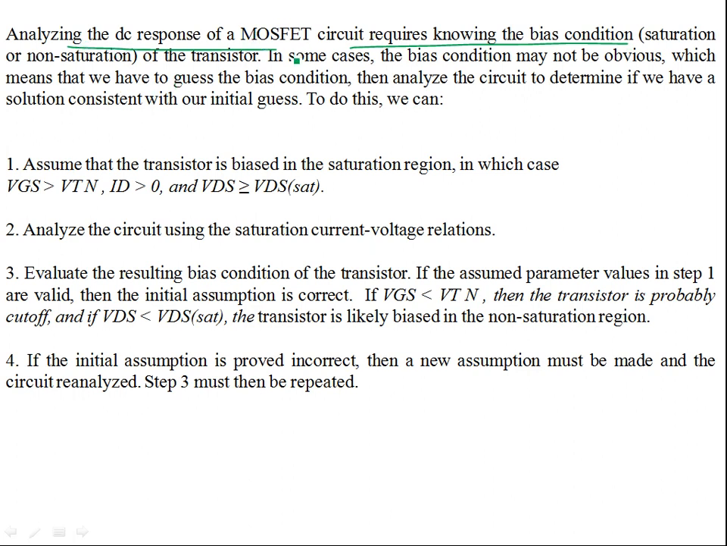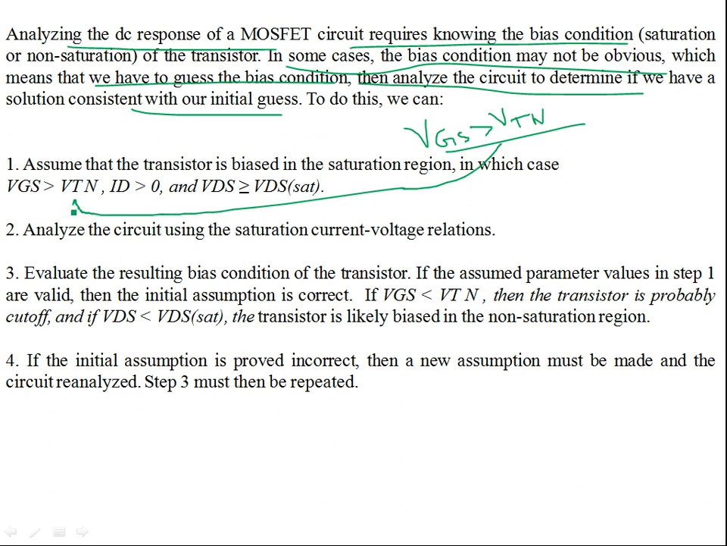Now, in some cases, the bias condition may not be obvious, which means that we have to guess the bias condition, then analyze the circuit to determine if we have a solution consistent with our initial guess. So the initial guess will be once the transistor is on. The first thing is you see if VGS is greater than VTN. If that is the case, then you have a non-zero current. The transistor is on. And for the saturation region assumption, this condition has to be correct: VDS should be greater than VDS sat.